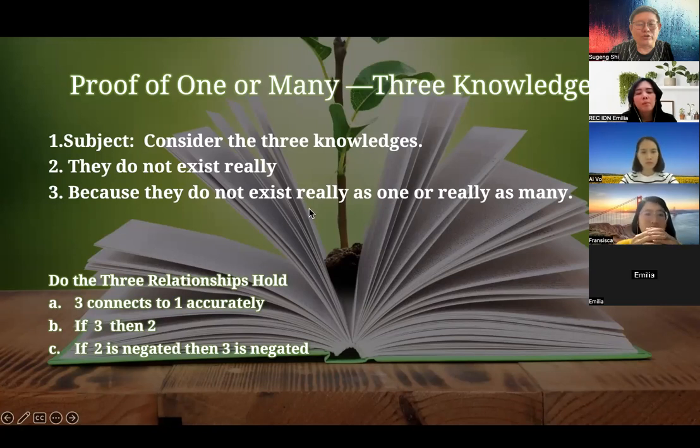Or from one sentence, we can convert it into a syllogism. So this syllogism, we can actually look at it this way. The 3 knowledges do not exist really because they do not exist really as one or really as many. So you see, from one sentence, we can divide into 3 parts. Okay. And then we check, we put the sentence through the 3 relationships. Okay, now let's examine them one by one.